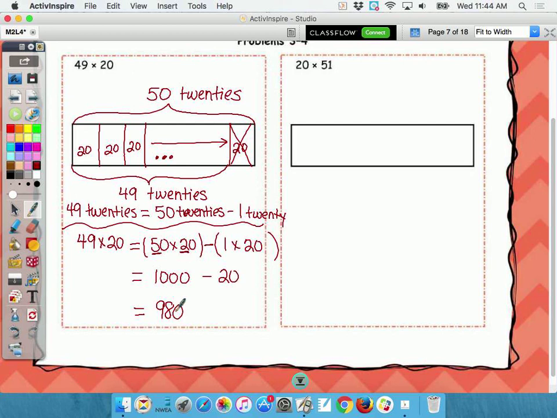How is that one different? Instead of 49, what number do I have? 51. So I'm still going to think in my mind, oh, I'll use 50, right? But where does 50 go this time? Top or bottom? Why? Aren't I putting the largest number on top? Yeah.